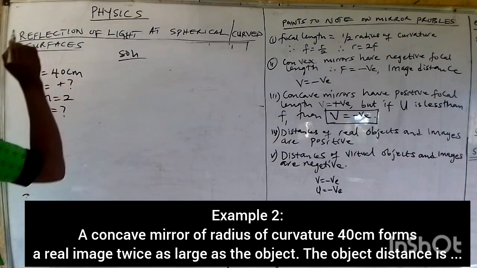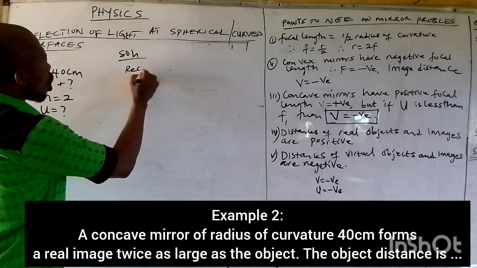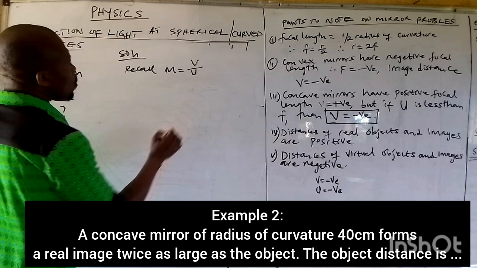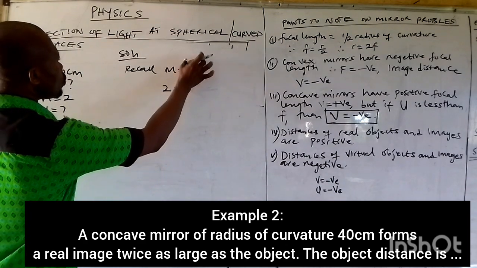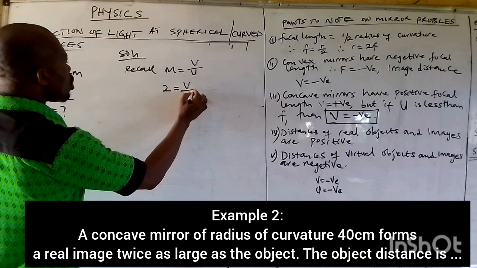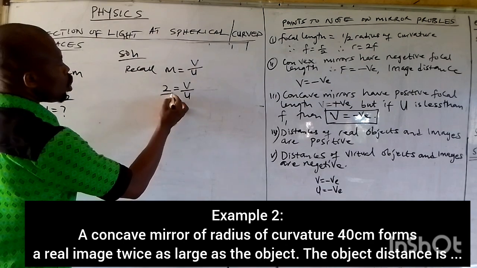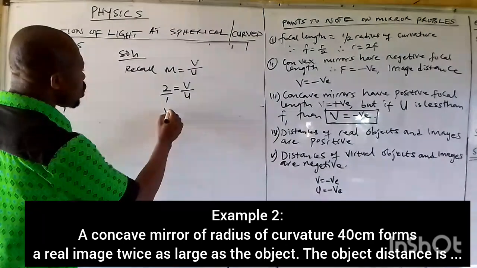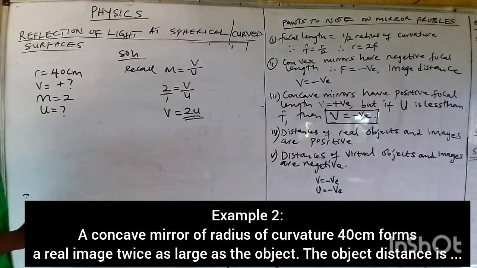Now at this point we don't have V. How do we get V? Recall that magnification is V all over U. In this case, magnification is 2. So 2 is equal to V over U. We still don't have U. So what do we do? Make V the subject. If we make V the subject, V will now give us 2U as our V.